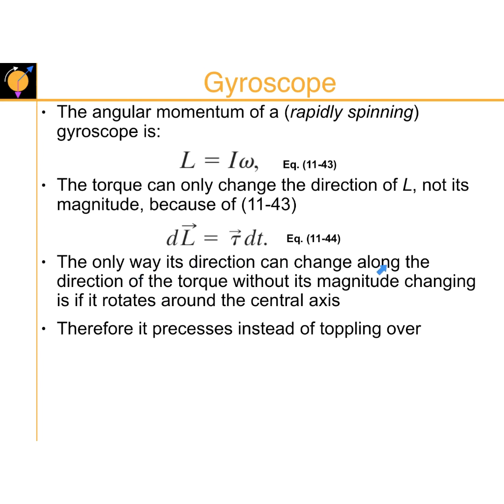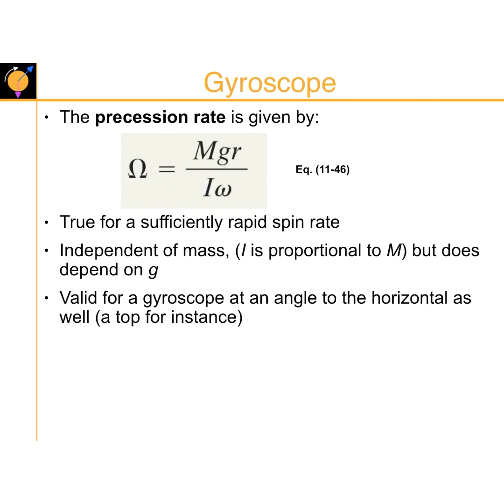Okay, so the only way its direction can change along the direction of the torque without changing its magnitude is if it rotates around that central axis. And that's sort of related to conservation of momentum. And you can show that the precession rate, how fast it moves around in a circle, is related to the mass and gravity and the radius and the moment of inertia and how fast it's rotating.